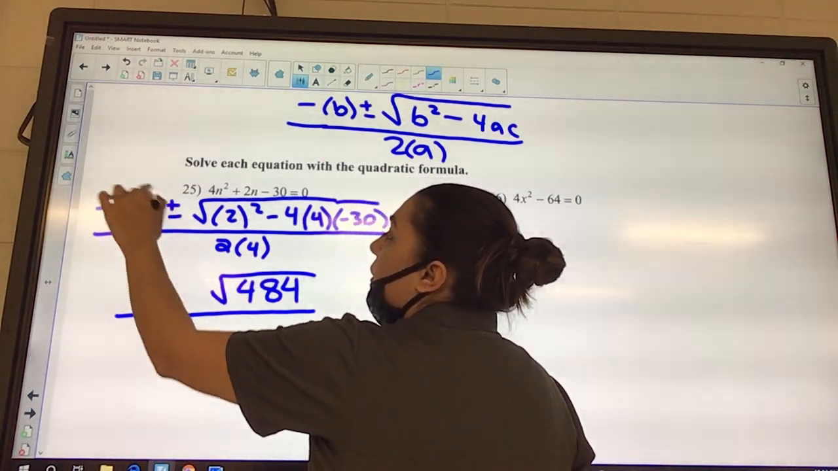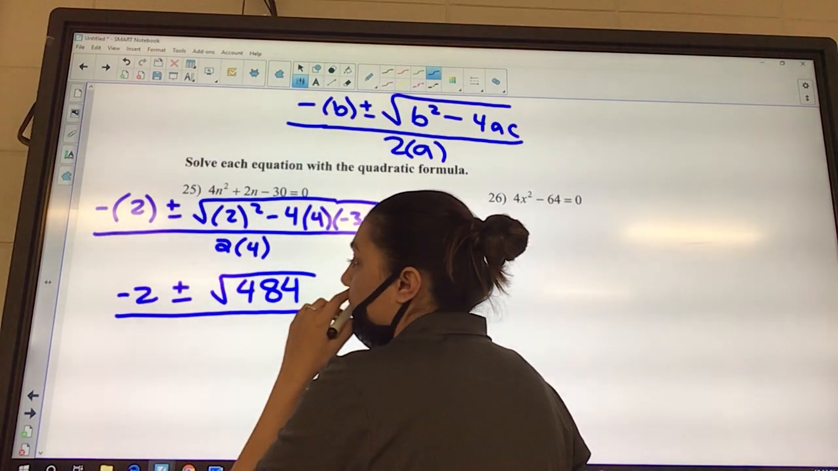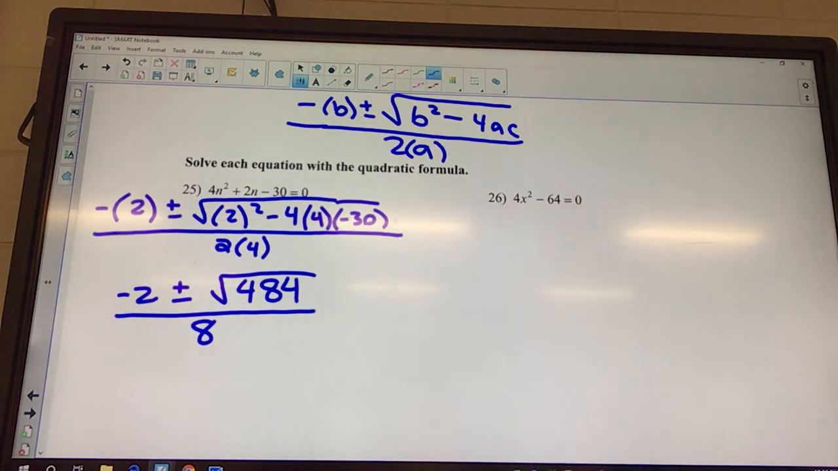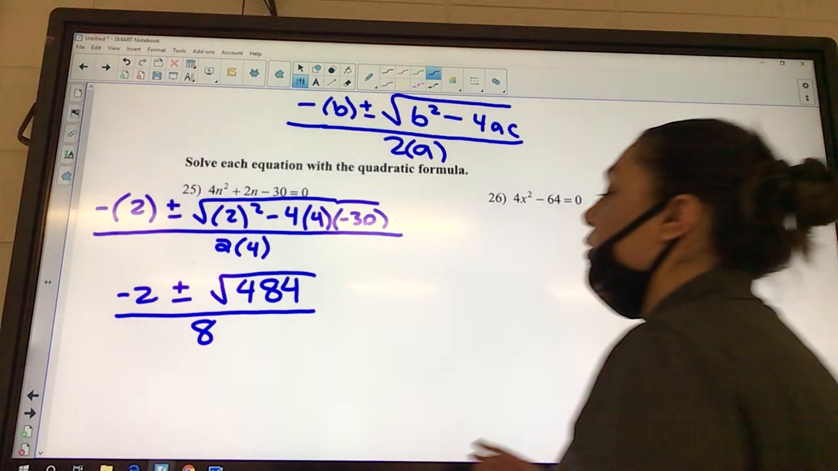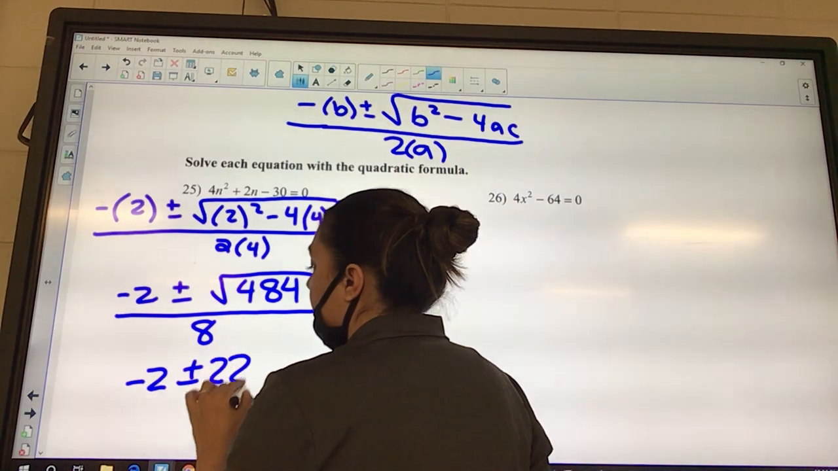What is this gonna be? Negative 2 plus or minus. What are you gonna get on the bottom? 8. Okay, type in the square root of 484. Do you get a decimal or a whole number? You get 22. So you're gonna say negative 2 plus 22.